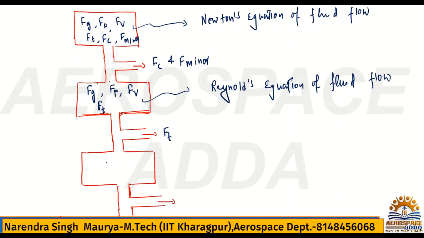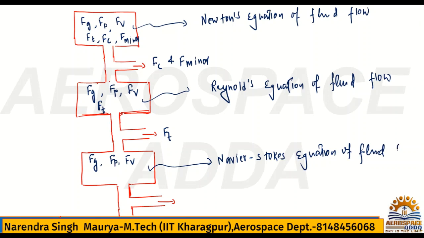Now one more force you can take outside, turbulent force. If you take turbulent force outside, how many forces are left? Gravity force, pressure force, and viscous force. These three forces will be constituting the equation which is called the Navier-Stokes equation of fluid flow, which also comes to be the momentum equation. Okay. All right.